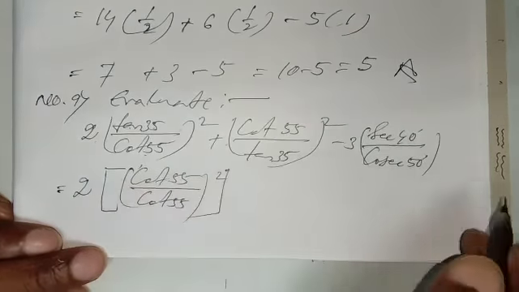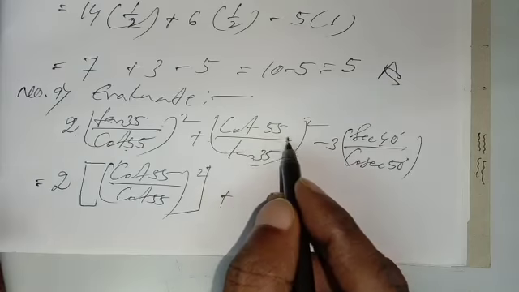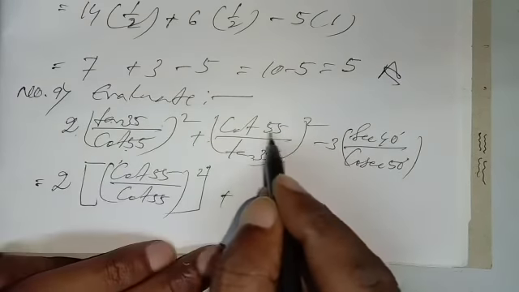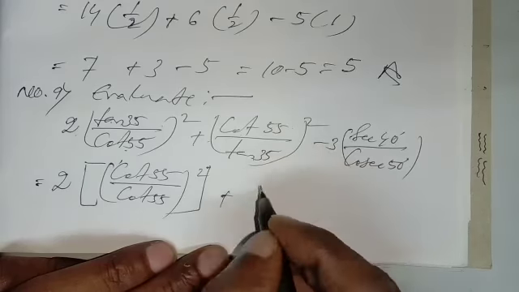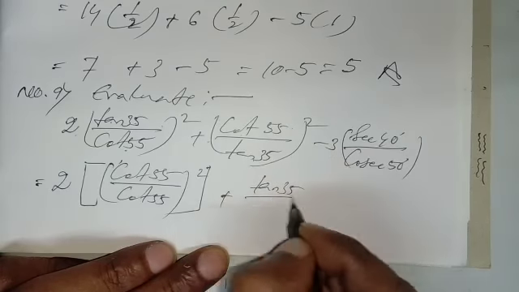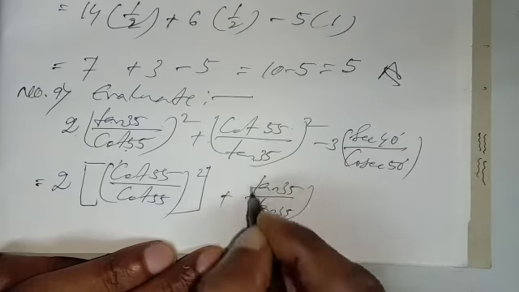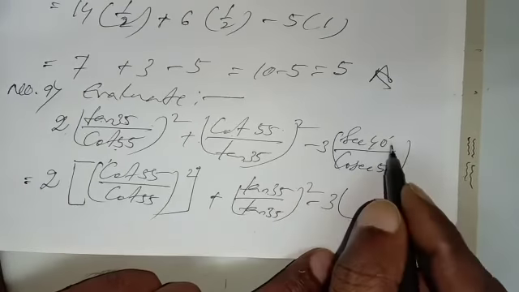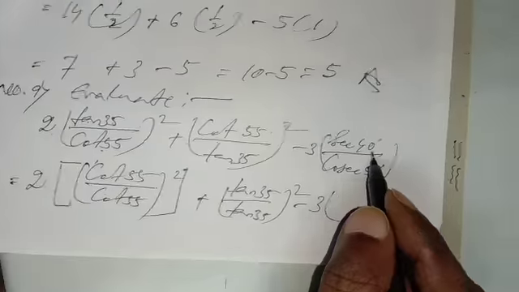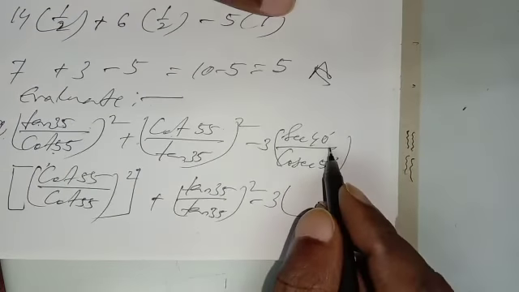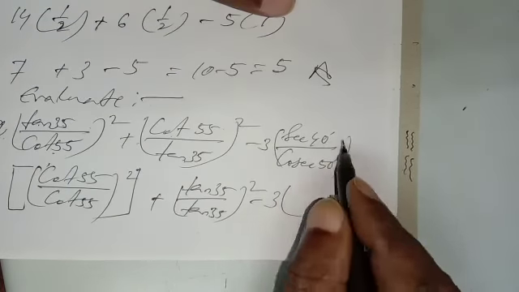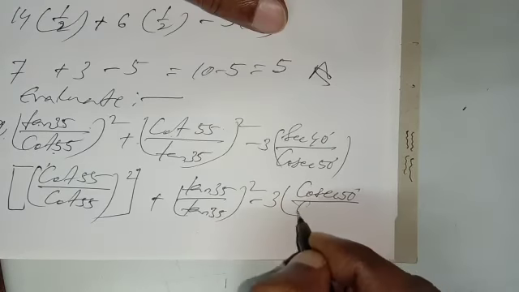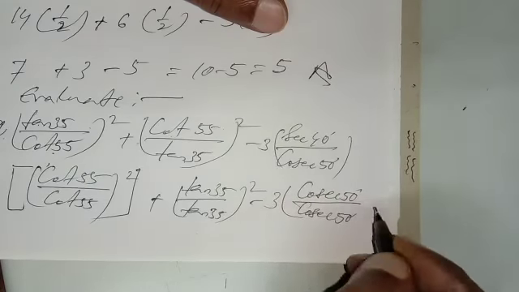Okay, this part is completed. Again, same thing. Cot 55 I can replace by cot 90 minus 35. Cot 90 minus 35 means tan 35 by tan 35. One step of jumping. It is easier because I have already solved this type of question. Sec 40 degree I can replace, 40 degree means 90 minus 50 degree. Sec 90 minus 50 means cosec 50 degree. Cosec 50 degree by cosec 50 degree.